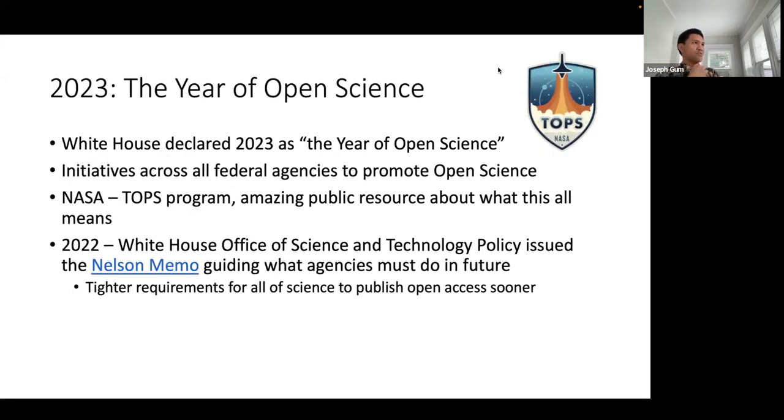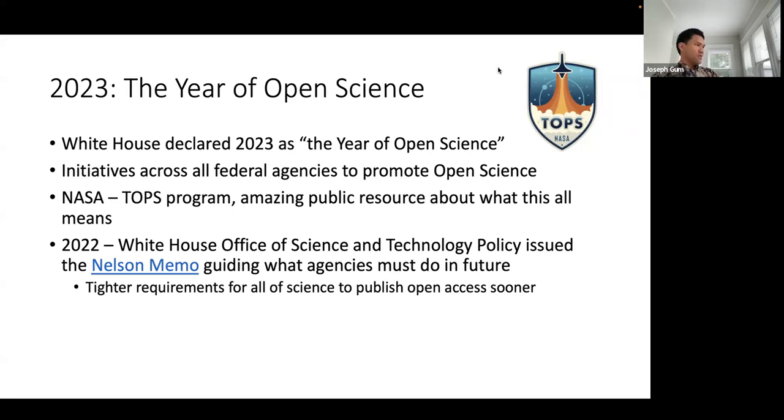And so 2023 is the year of open science. This was declared by the White House at the beginning of the year. And so there's a broad spectrum of initiatives across all federal agencies in the US to promote open science. And maybe one of the most noteworthy public-facing ones is the NASA TOPS program, Transform to Open Science. They've really been doing a lot of legwork in trying to define what open science is and share that to both the wider community of scientists and to the public at large.